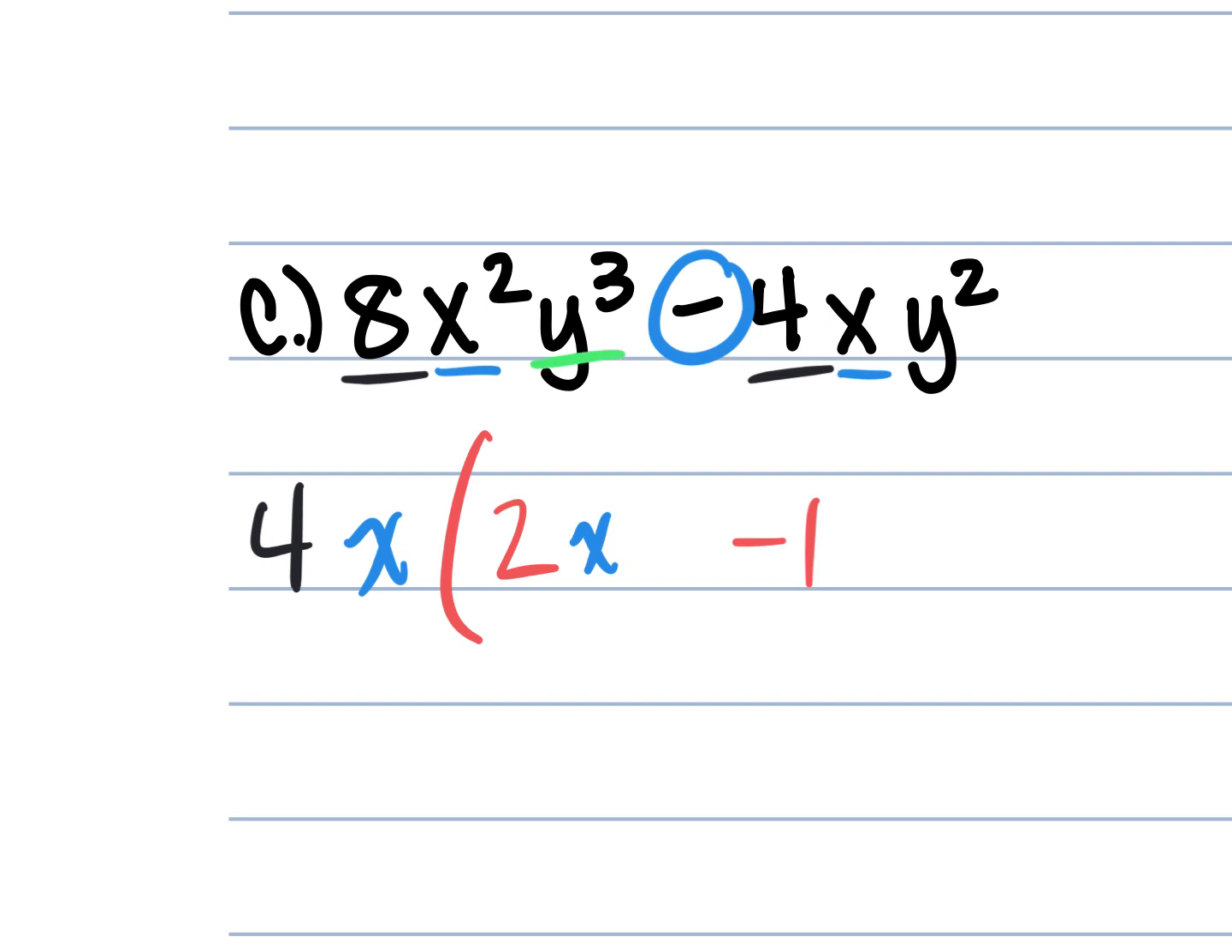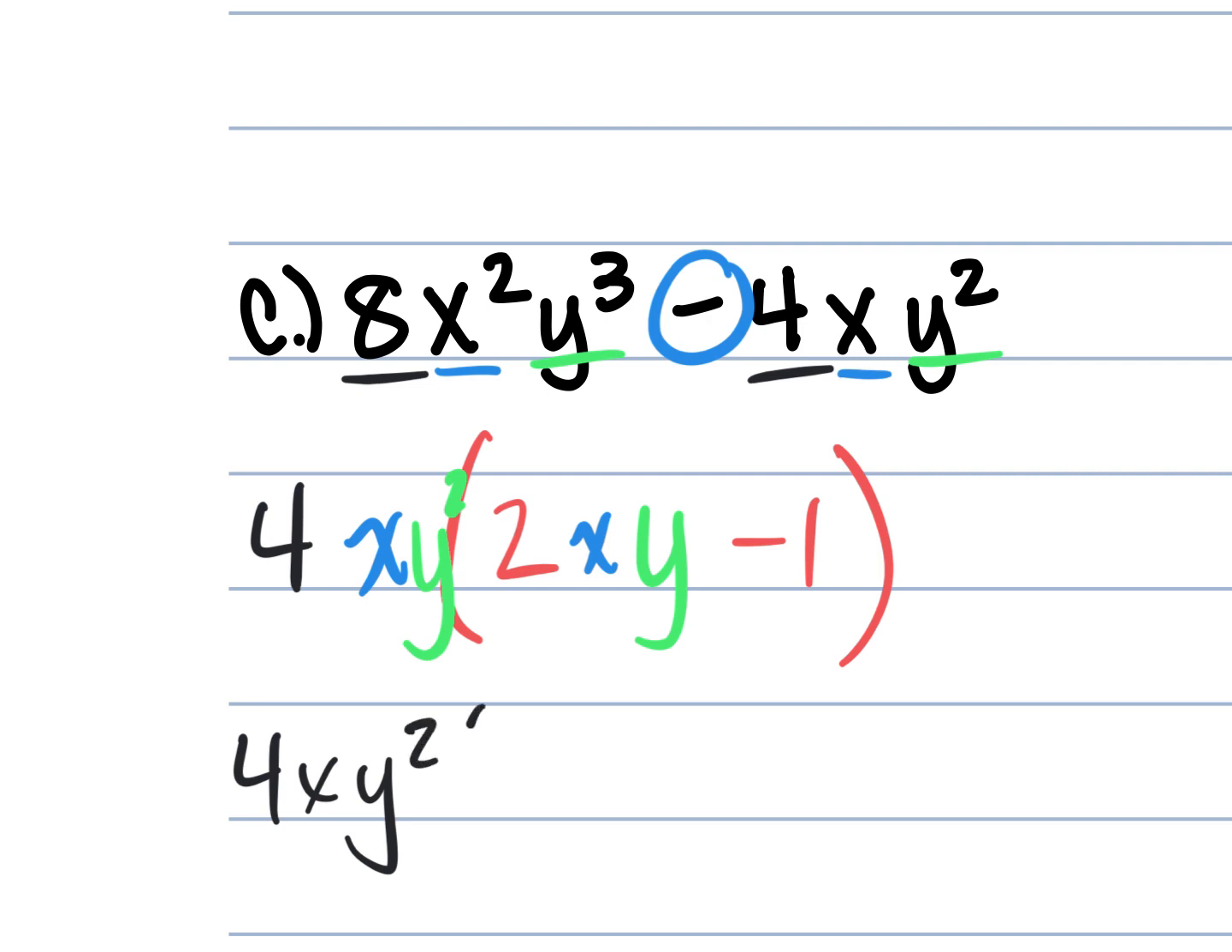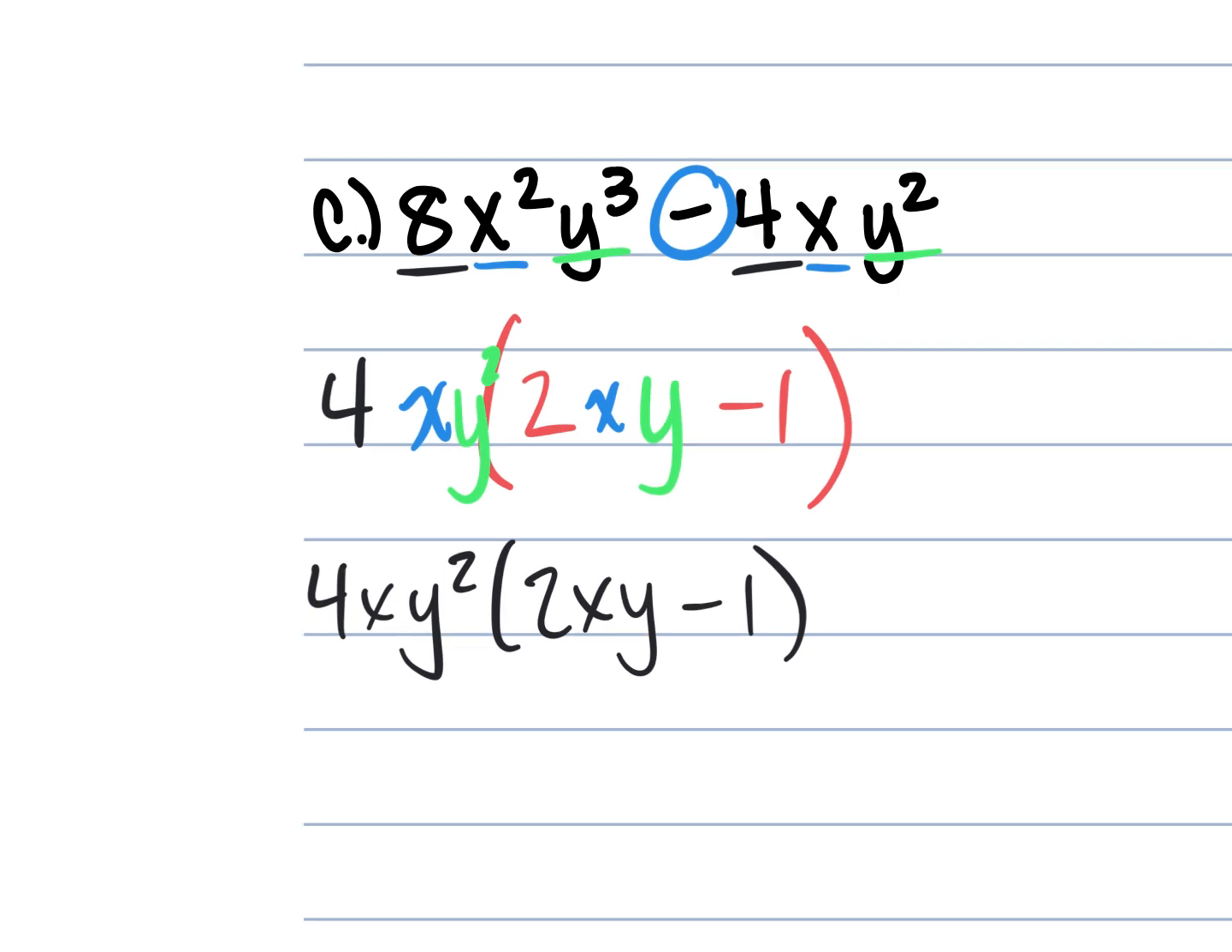Okay. Then we move on to y to the third and y to the second. How many y's are in common? 2. So factor them out. What am I going to factor out? Y squared. What's 3 minus 2? Still 1 y left over. What's 2 minus 2? There's no more y's. Your final answer is 4xy squared times 2xy minus 1.